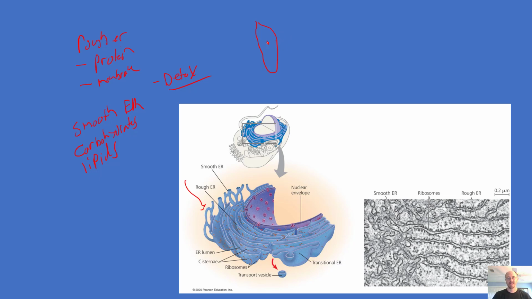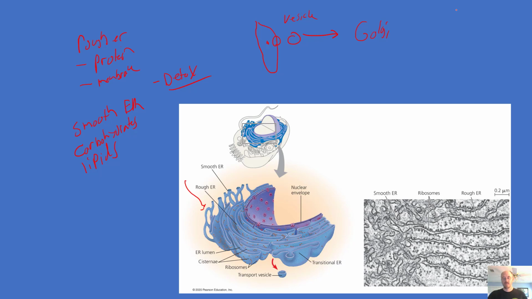This stuff can just come up to the edge and pinch off, and this membrane can pinch off and form a bubble. This is called a vesicle. And this can be transported through the cell to some other place. The next place it might go might be the Golgi apparatus, right? It might go there and be modified there, and then go off to do something else.